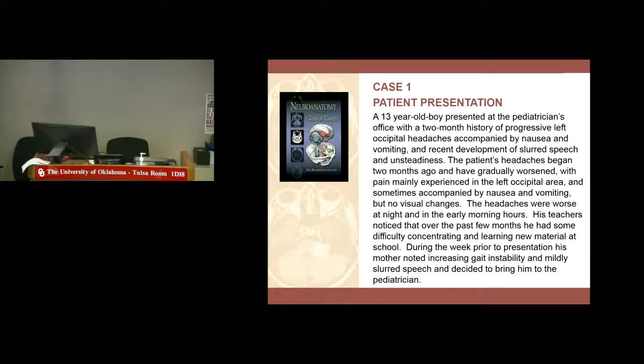Left occipital lobe. Oftentimes, pain is a localizer. So what is back here in his left occipital part of his skull? He's got a cerebellum in there, right?